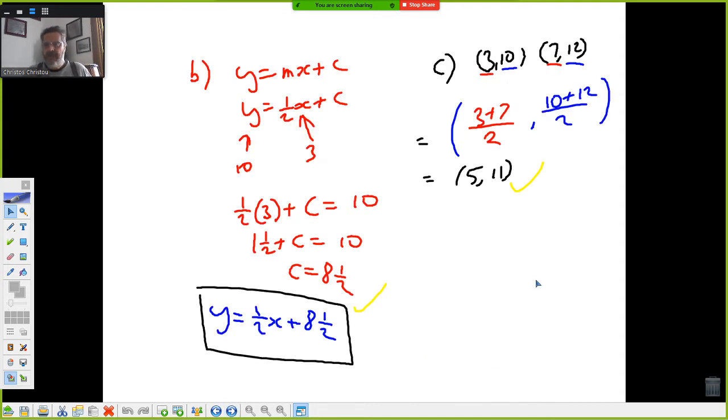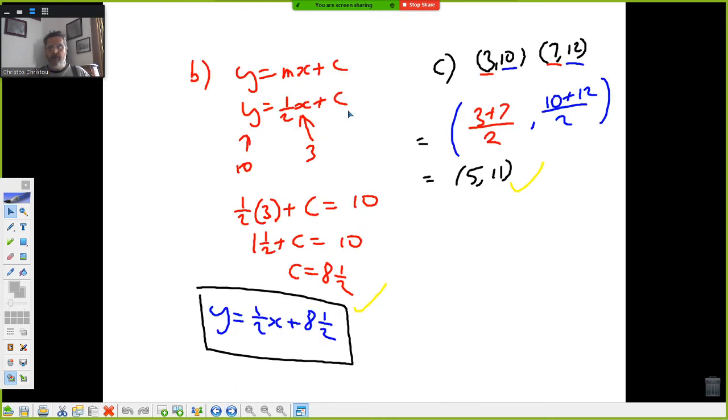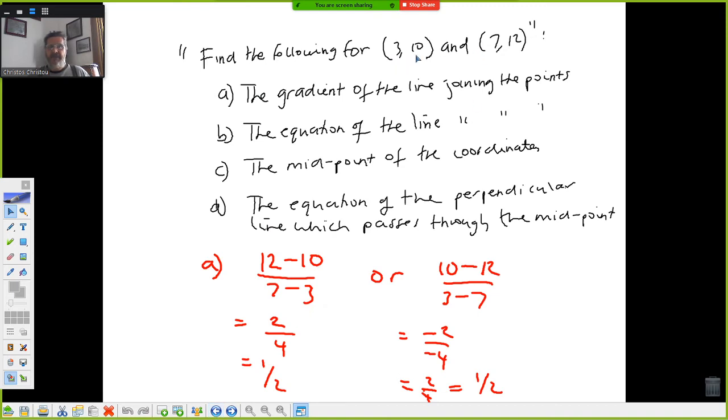We know that the equation of a line is y equals mx plus c. You know that. And y equals half an x plus c, because the gradient is a half that joins these 2 points. So I've got y equals half an x plus c. I now need to populate or substitute the x for a value and the y for a value. I can use (3, 10), or I can use (7, 12). I can't use (3, 12), they're different points, and I can't use (7, 10) because they're different points.